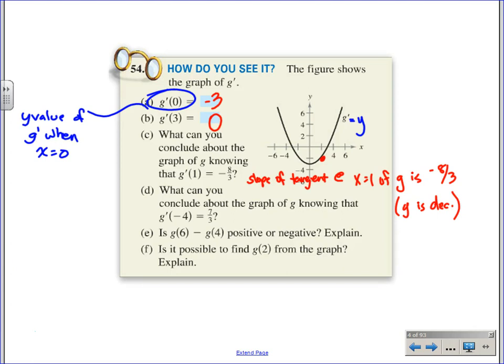The derivative is negative 8/3. Cool, the slope of the tangent line is negative 8/3. The instantaneous rate is negative 8/3. g is decreasing. Okay, how about letter D? I want you guys to take a second. In your groups, talk about how you would answer letter D based on letter C.